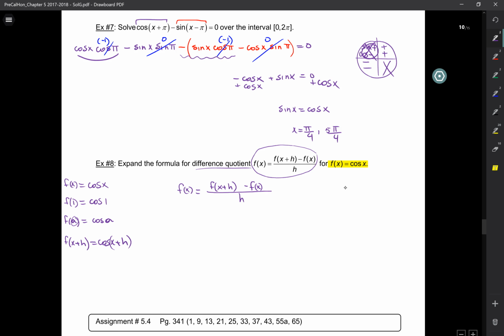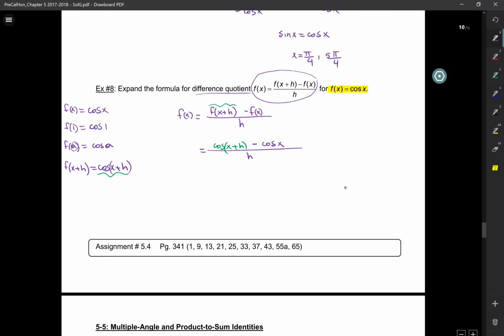We're going to use that in here. So now look, I'm being asked in this one for f of x plus h. Well, what was f of x plus h? It's cosine of x plus h. I do my parentheses later. Minus f of x. What's the f of x I'm given? Cosine of x, over h.